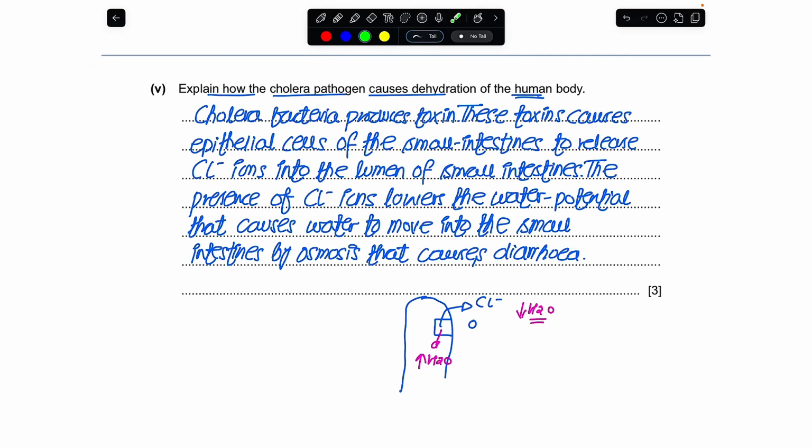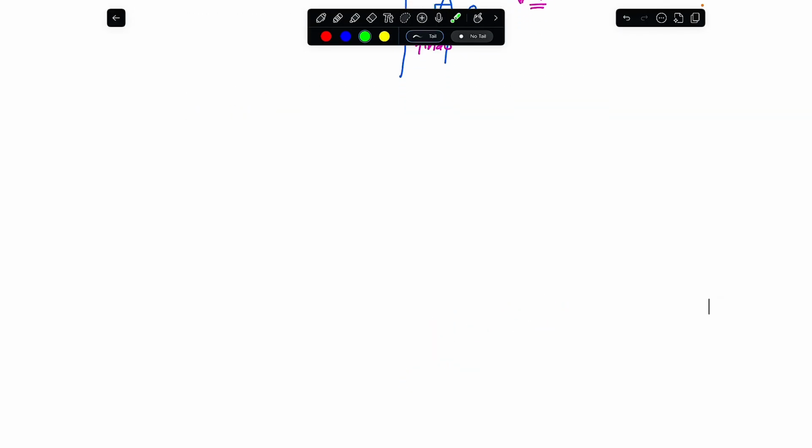So, as written for the answer, it produces toxin. This toxin compels the epithelial cells of the small intestine to release the chloride ions, and those chloride ions come into the lumen of the small intestine. When there is the presence of the chloride ions, this lowers the water potential here, and then it causes the water to move out of the epithelial cells by osmosis, and that leads to the diarrhea.